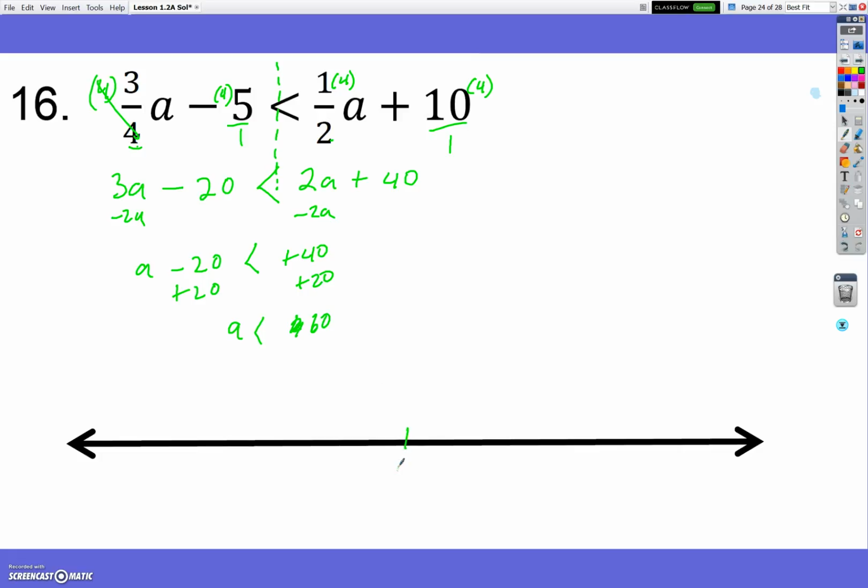I then add 20 on both sides to get a is less than 60. So if I have 60 here in the center, 65, 55, it's less than, so it's going to be an open circle, and I'm going to shade everything over to the left.